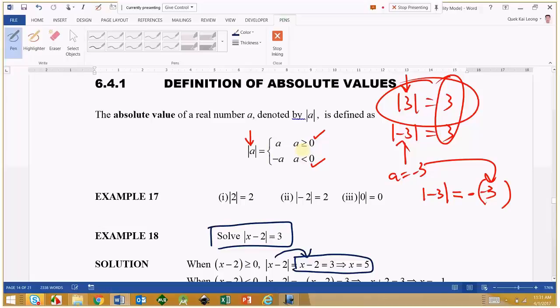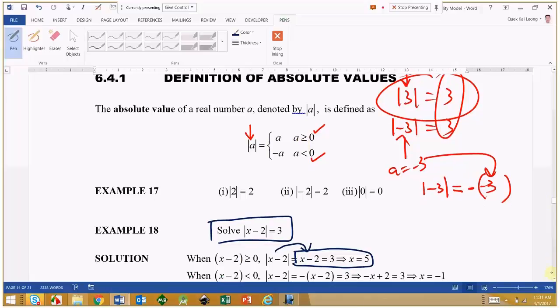Then if your x minus 2 is less than 0, then you have to put a negative sign in front of the expression. Remove the absolute sign, put a negative sign, then solve for the x. Solving for the x is not difficult.